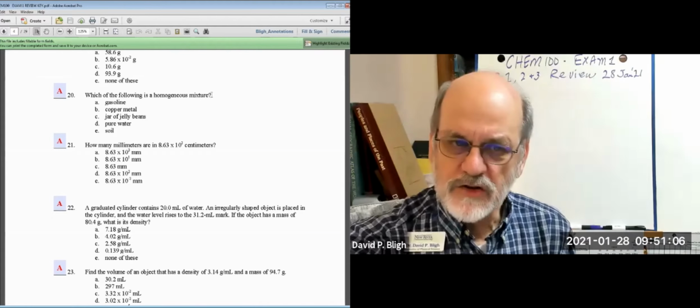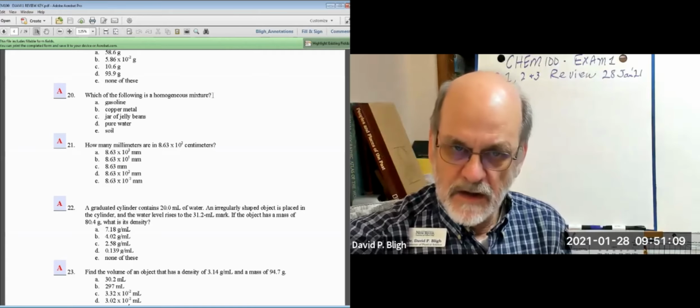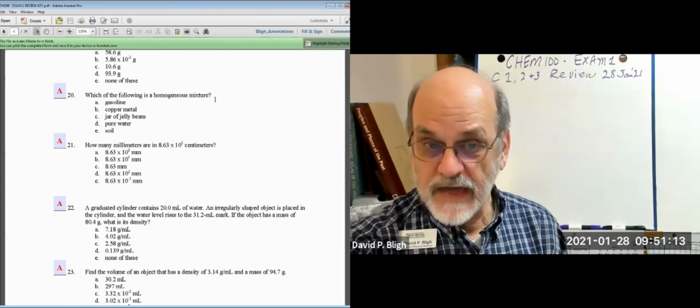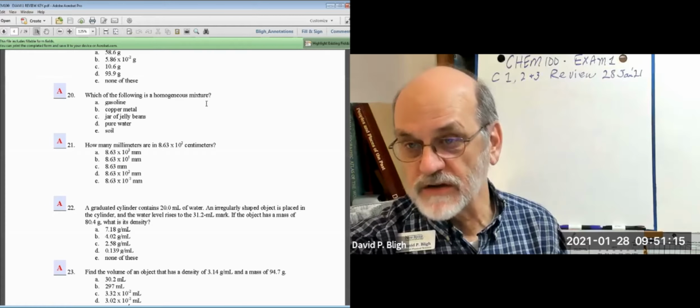But to answer the question, it's best to go backwards. Which of these are mixtures? Because if they're not mixtures, then the modifier homogeneous doesn't matter.